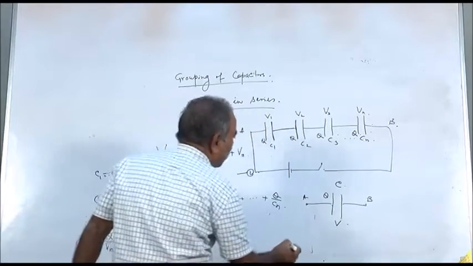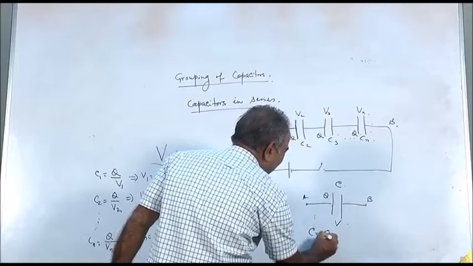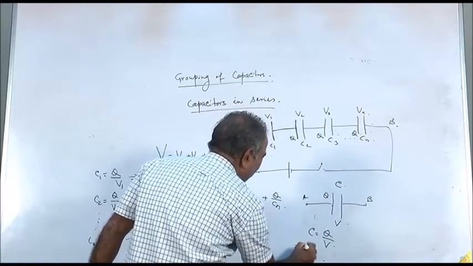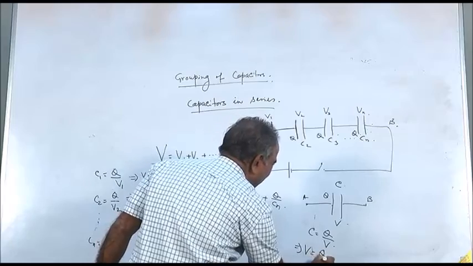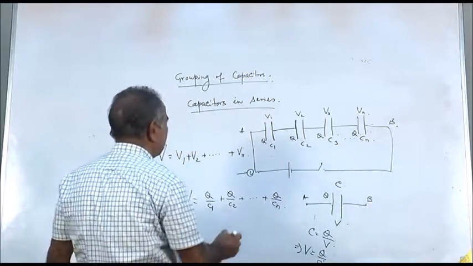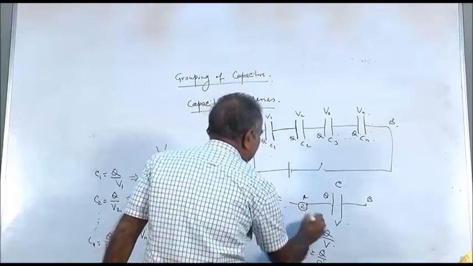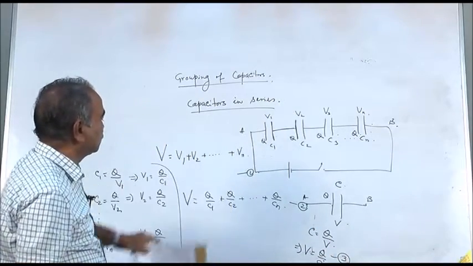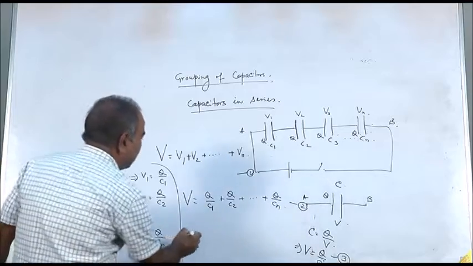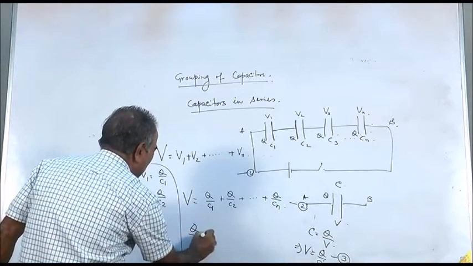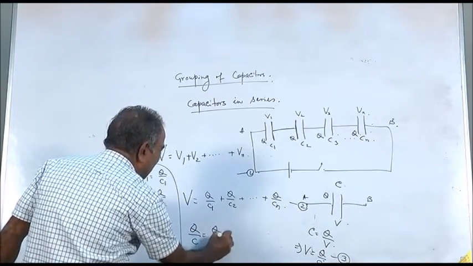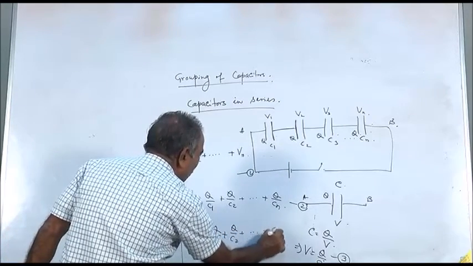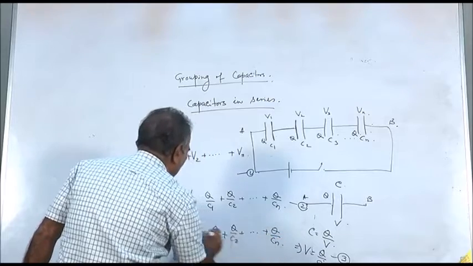So C is equal to Q by V, or V is equal to Q by C. So this is our equation 2 and this is our equation 3. Putting the value of V in equation 2, Q by C is equal to Q by C1 plus Q by C2 up to Q by Cn. So Q cancels.